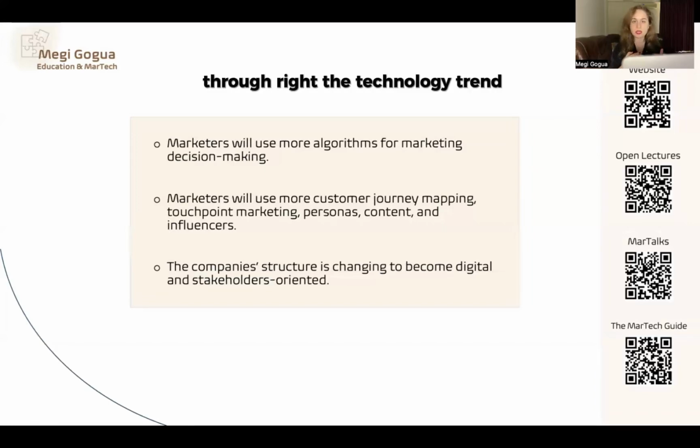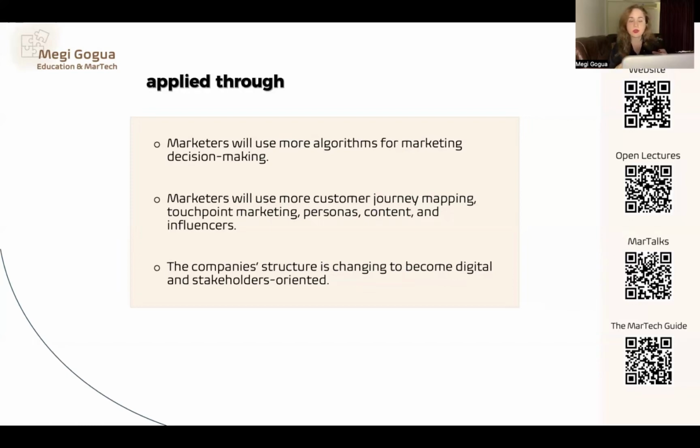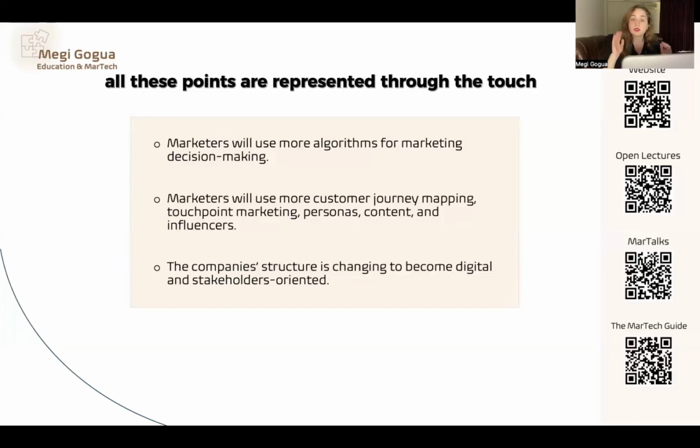through the technology trend. Second, marketers will use more customer journey mapping, touchpoint marketing, personas, content, and influencers. As you can see here, we have this huge trend of customer centricity, which is applied through customer journey mapping. So what's customer journey mapping? We're going to focus on this very crucial thing for B2C in further lectures, but nevertheless, this is about how your customer behaves, how your customer moves from the pre-purchase to post-purchase points. And touchpoints are each a way you touch your customer, through information, through the offering, through some question. All these points are represented through the touchpoints.